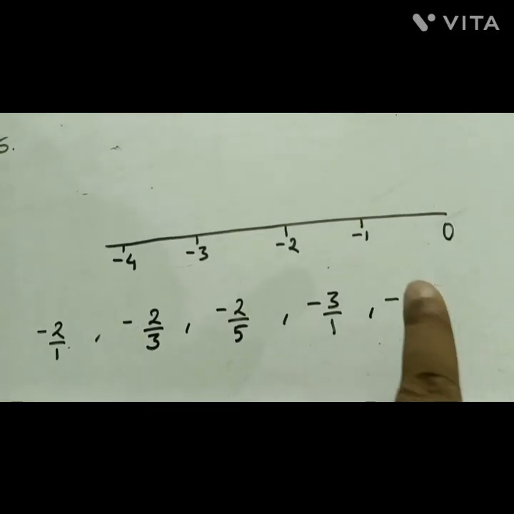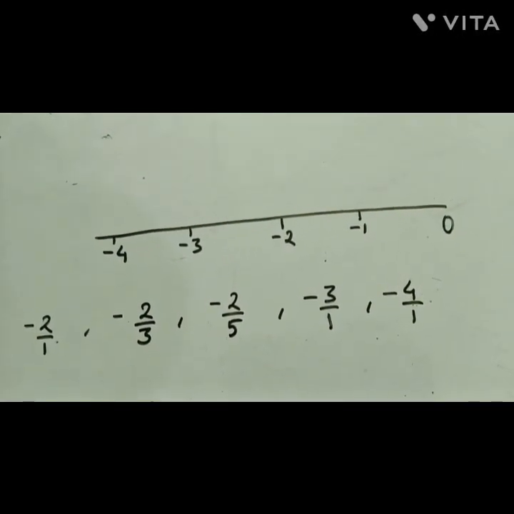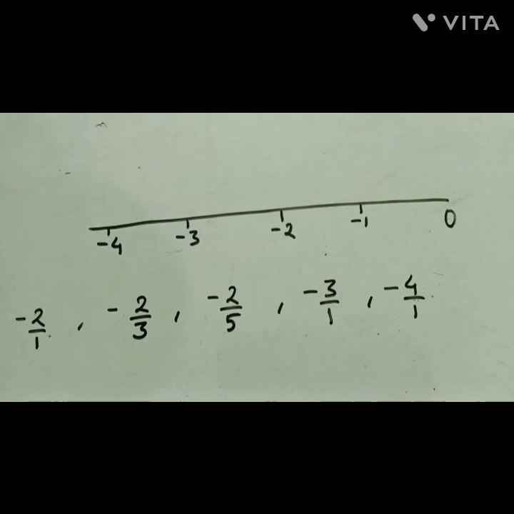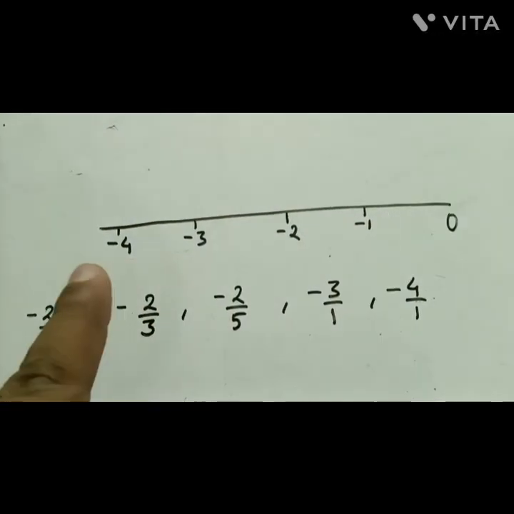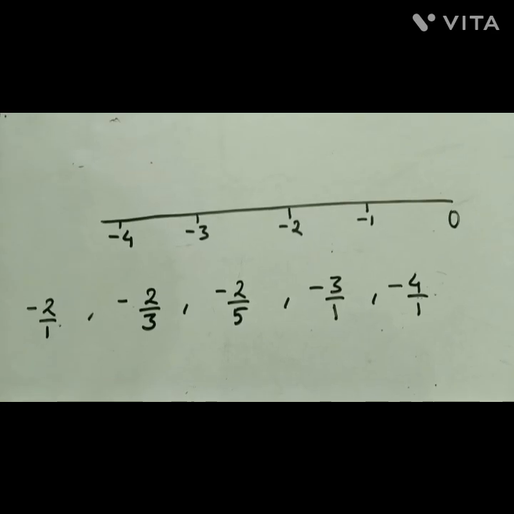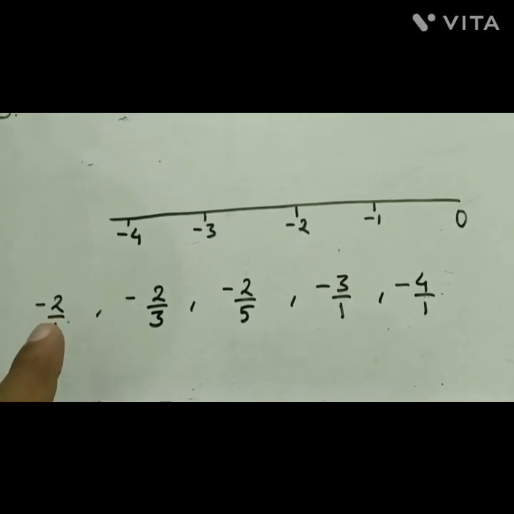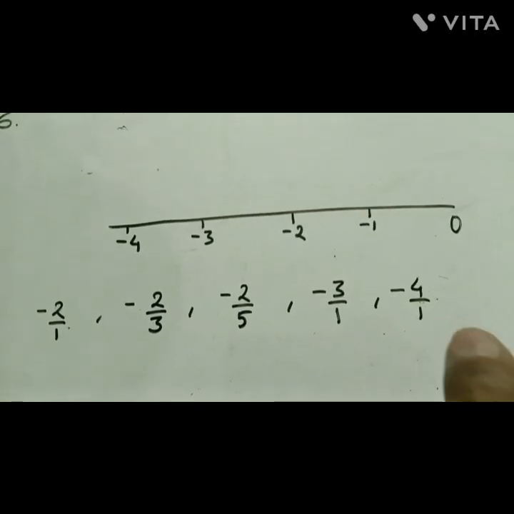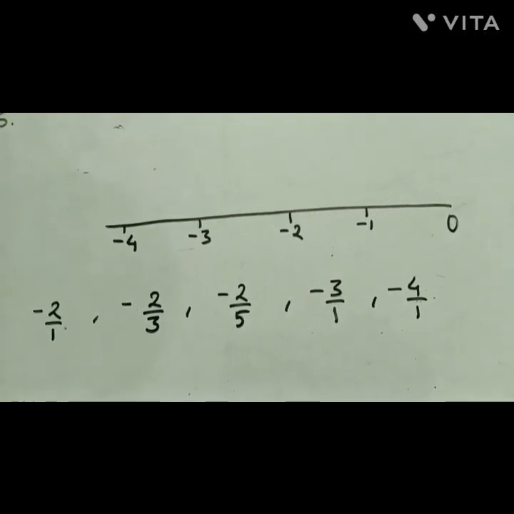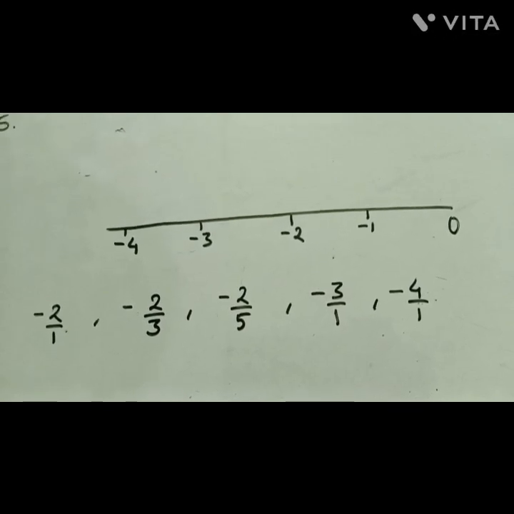So for minus 1, I told you that the number with more valuation is lesser. So minus 2 is lesser than minus 1, minus 3 is lesser than minus 1, minus 4 is lesser than minus 1, and so on and so forth. So minus 2 by 1, minus 2 by 3, minus 2 by 5, minus 3 by 1, minus 4 by 1. All these numbers and much more are lesser than minus 1.